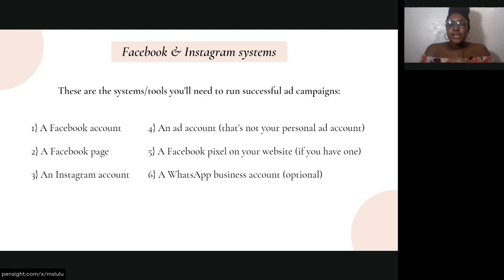The fifth thing you need, it's kind of optional, but if you have a website, then you must have the Facebook pixel installed on your website. I'm going to explain what that is later on as well. And then the final thing you need, which is also optional, is a WhatsApp business account. So you can receive messages on WhatsApp if that is the culture of the audience you're targeting. So let me just stop sharing this for a bit so that I can share another slide.